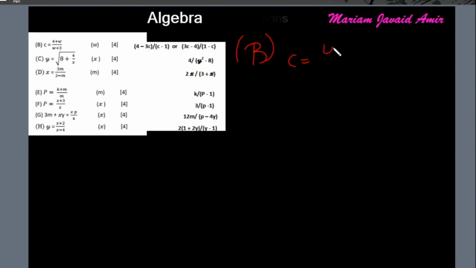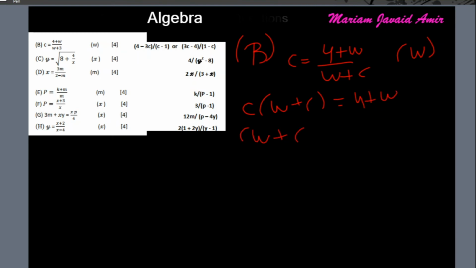C equals (4 plus W) over (W plus C). Make W the subject of the formula. So C times (W plus C) equals 4 plus W. So we get CW plus C squared equals 4 plus W. Both the W's should be on the same side so that I can factorize it.